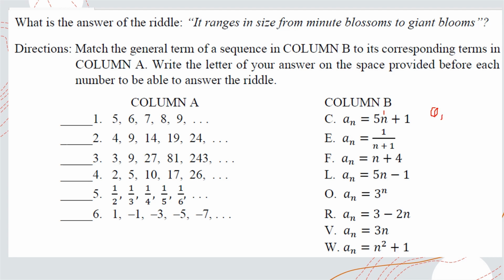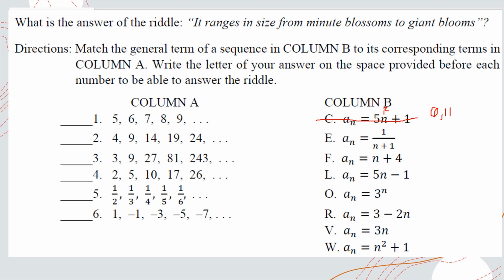Gamitin mo ang n mo, which is 2. 2 times 5 is 10 plus 1, 11. So meron ba dyan? Mukhang wala. So ibig sabihin, hindi mo na gagamitin yung letter C. So walang letter C dyan. Panggulo lang, letter C. So ganun po yun. You just continue. Alam ko kayang-kaya nyo yan.